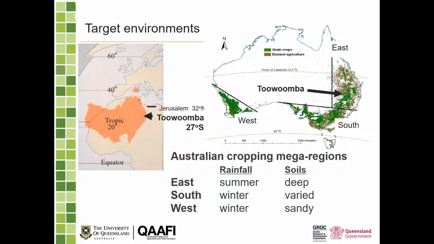So the environments in Australia, we have 3 mega cropping environments. I'm here in the eastern mega cropping environment, where we have summer dominant rainfall. There's the south and the west cropping environments in Australia, where they have winter dominant rainfall, so they're quite different. This little map just shows you that we're at a much closer latitude to the equator than large parts of Europe that you will probably be familiar with.